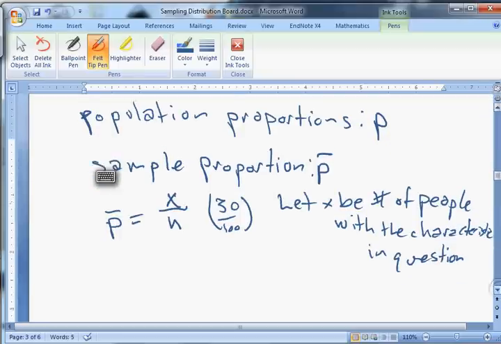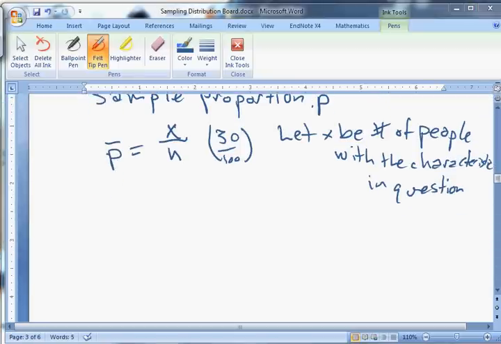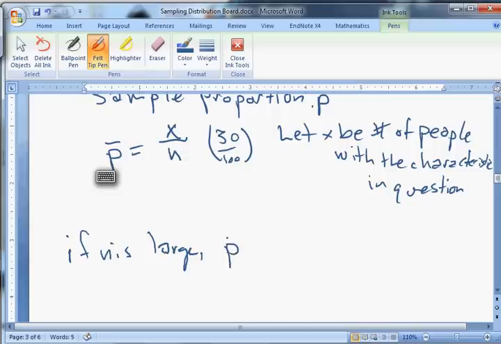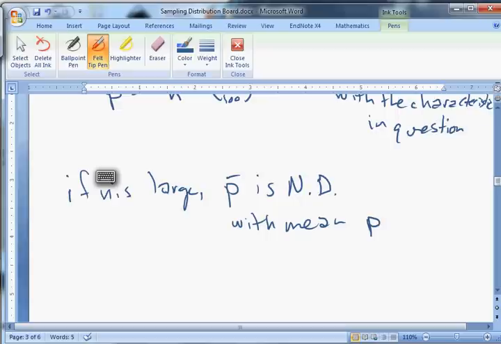Okay. I hope that's intuitive. If not, please send me questions. Well, if we have a sample proportion, what we can say is that if n is large, then p bar is normally distributed. And the mean is p. The mean is the true population proportion. And the standard deviation, sigma p bar, is equal to the square root of p times 1 minus p over n. And n has to be large enough.